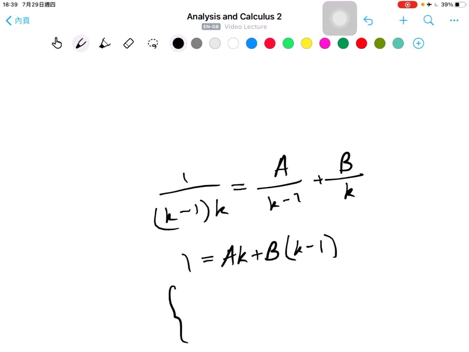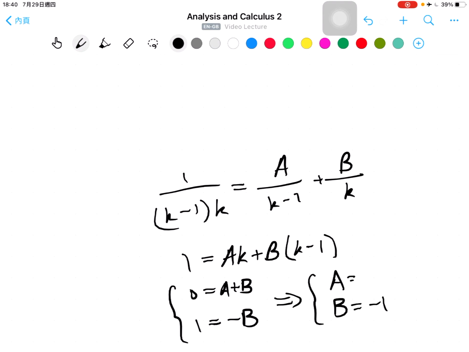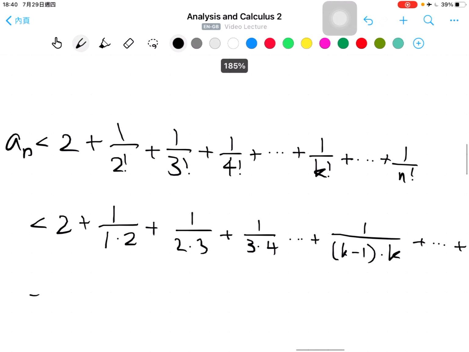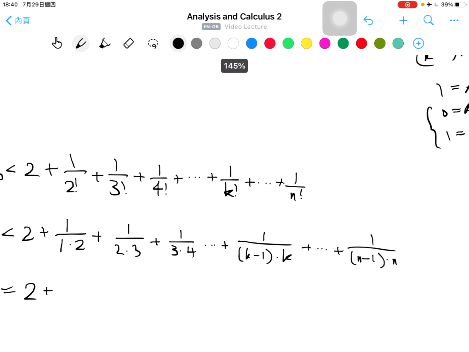That means if two polynomials are equal, then the coefficients must be equal. So the coefficient of k on the left is 0, on the right is a plus b. The constant term is 1 on the left and negative b on the right. That means we get b is negative 1 and a would be 1. So now what we get is that we know this is equal to 2 plus what?